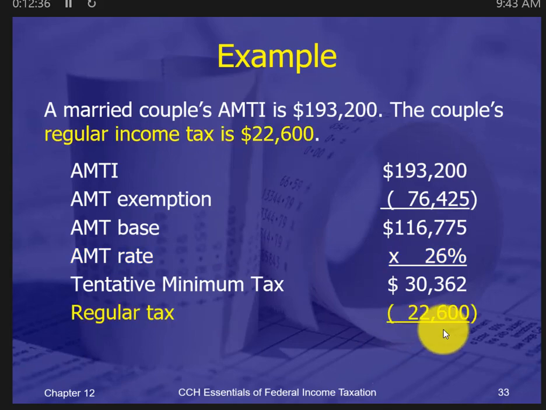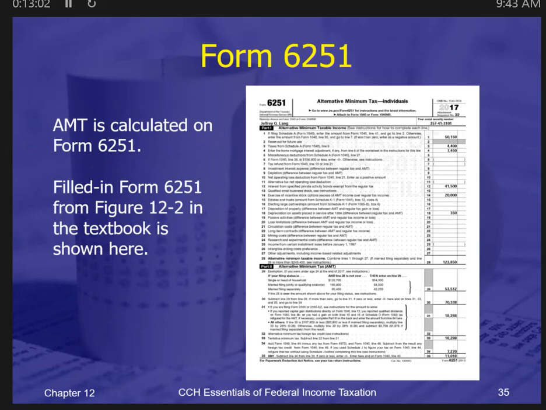Your regular tax is 22.6. So the AMT of 7762 is going to go on the Form 1040, page 2, under Other Taxes. You'll see it listed there as AMT. Your regular tax will go under the tax liability line, and then the AMT will be a couple lines below that. All right, so how does this all calculate out?